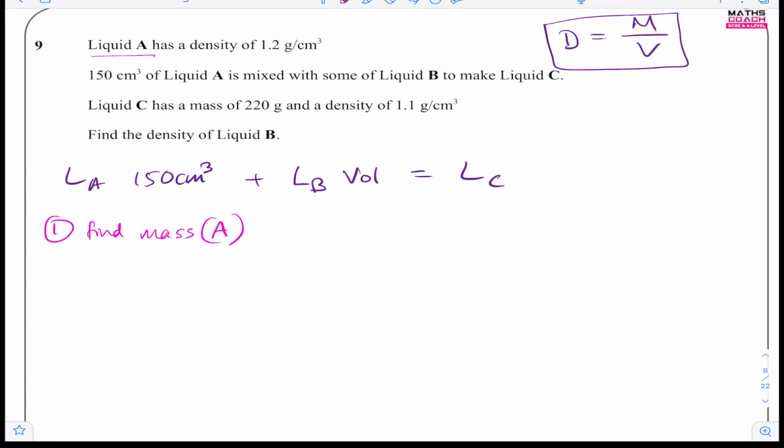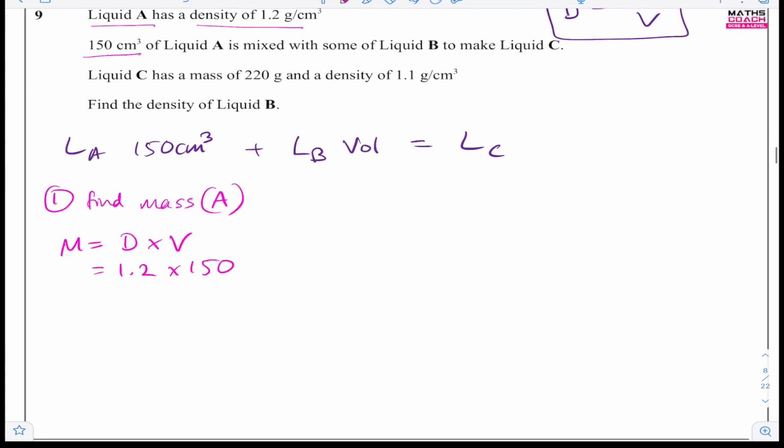So we are told that liquid A has a density of 1.2 and the volume used is 150. So we can rearrange this formula in terms of M. So M would be equal to density times volume. So the density we are told is 1.2 times by the volume, which is 150 centimeters cubed. So we just need to work this out.